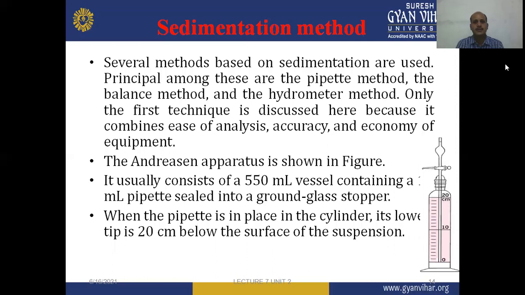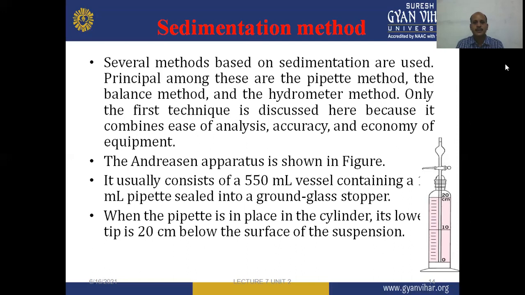Several methods based on sedimentation are used. Principal among these are the pipette method, balance method, and hydrometer method. These are different methods based on the sedimentation phenomenon that we can use for determination of particle size for a given dispersion. Only the pipette method will be discussed here because it combines ease of analysis, accuracy, and economy of equipment. It is easier than the other methods, and the sedimentation measurement analysis is easier compared to the others. It provides more accurate results, and the cost of the equipment is comparatively less.